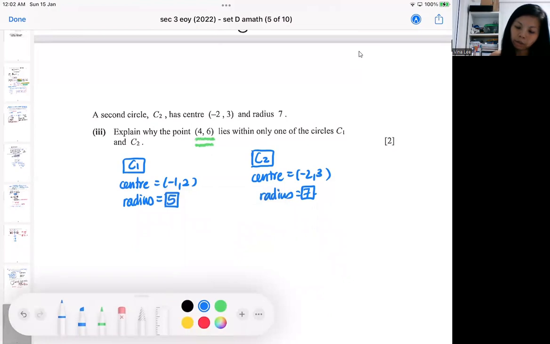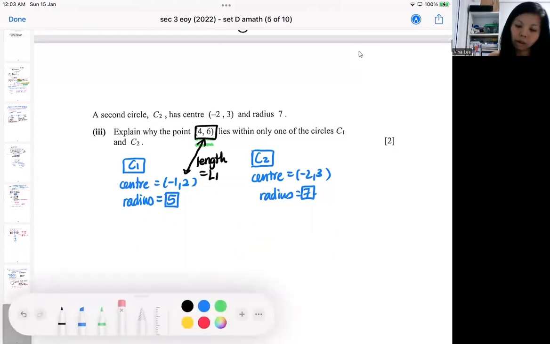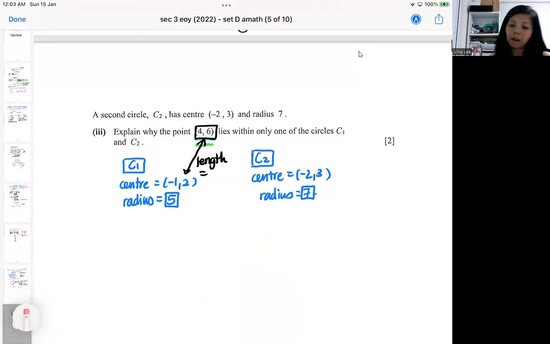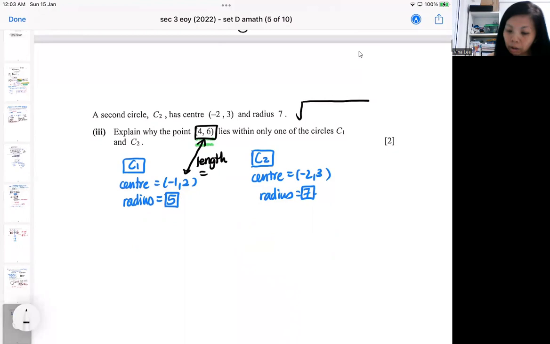So let's take this point to this center first. I calculate the length, let me call it L1. If you calculate the length, that will be your length formula. In case you forgot, how do you get the length formula? x1 minus x2, y1 minus y2. So do the length formula. In this case, I will get 6.403.